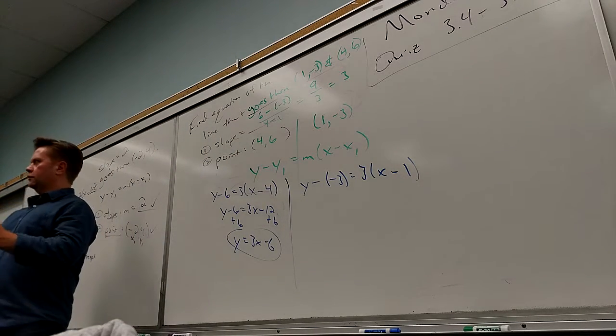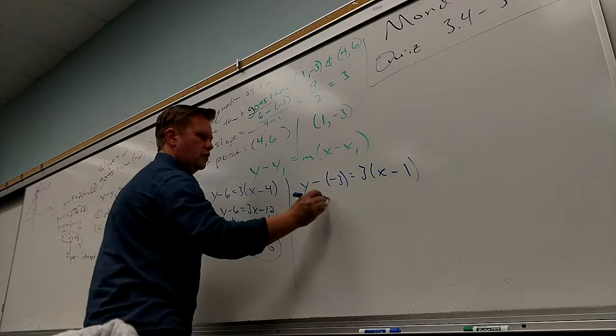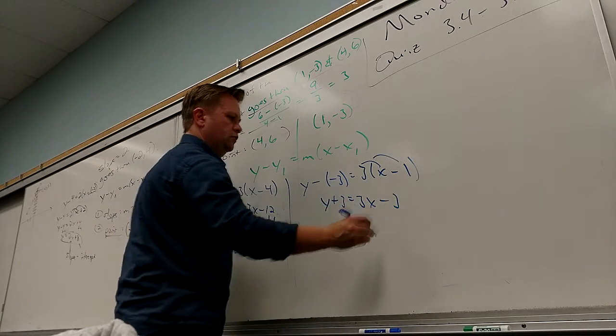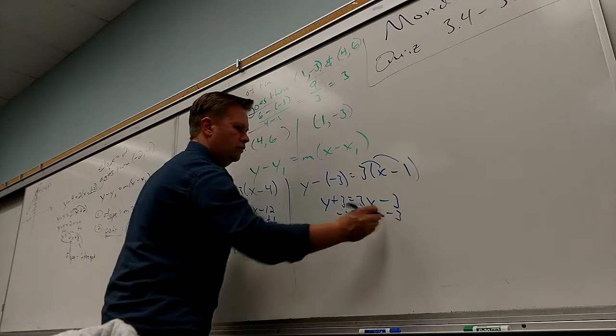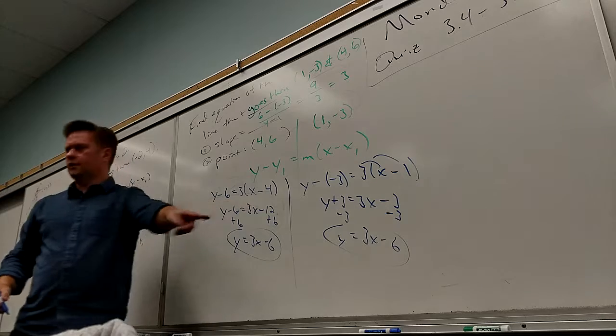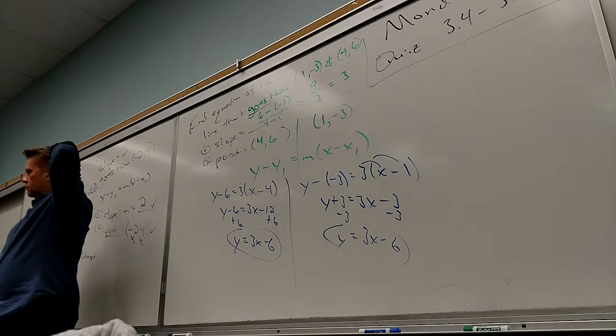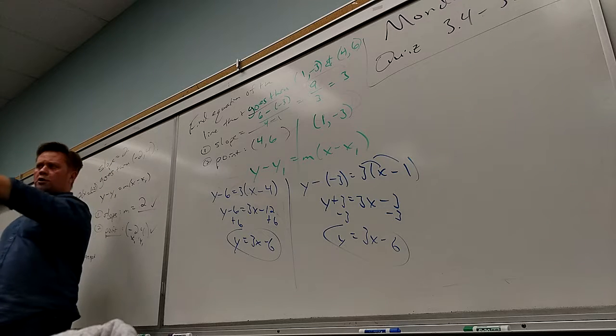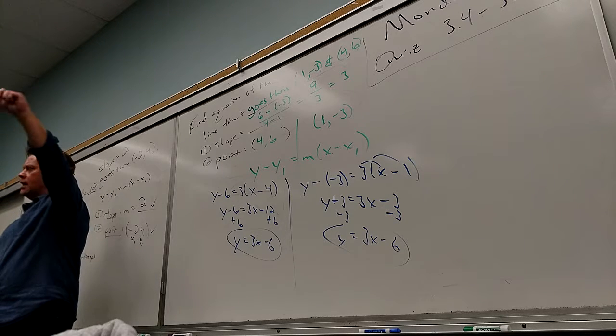That looks totally different, right? So I get y plus 3 equals 3x minus 3. Subtract 3, I get y equals 3x minus 6. Same thing, of course. There's one equation for a given line.